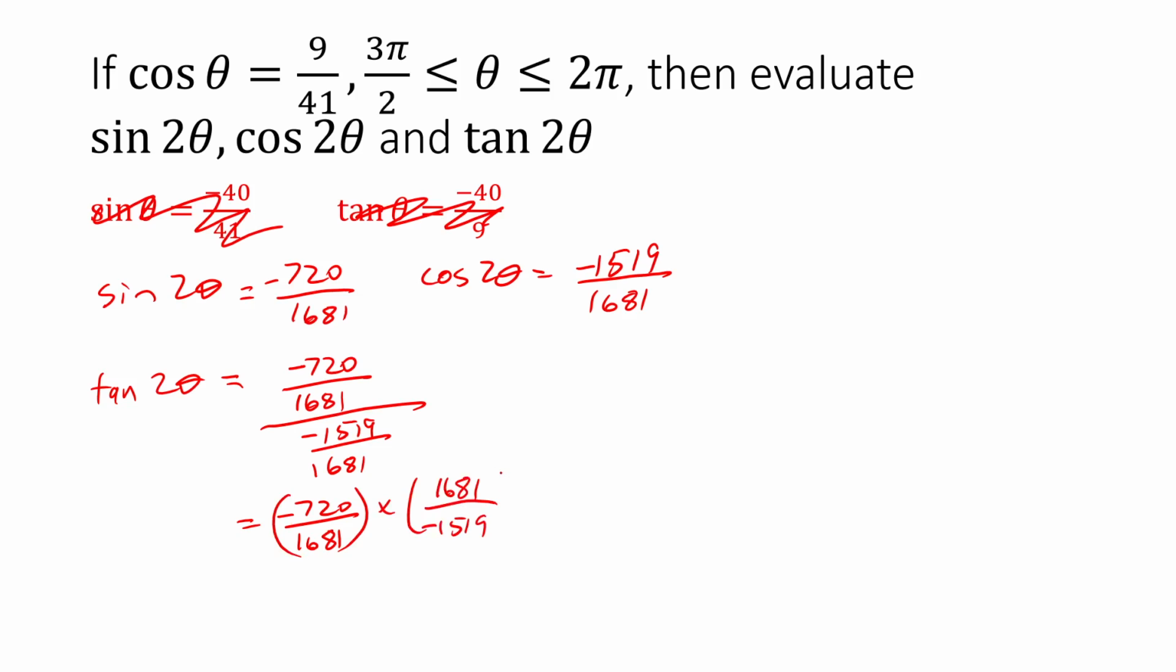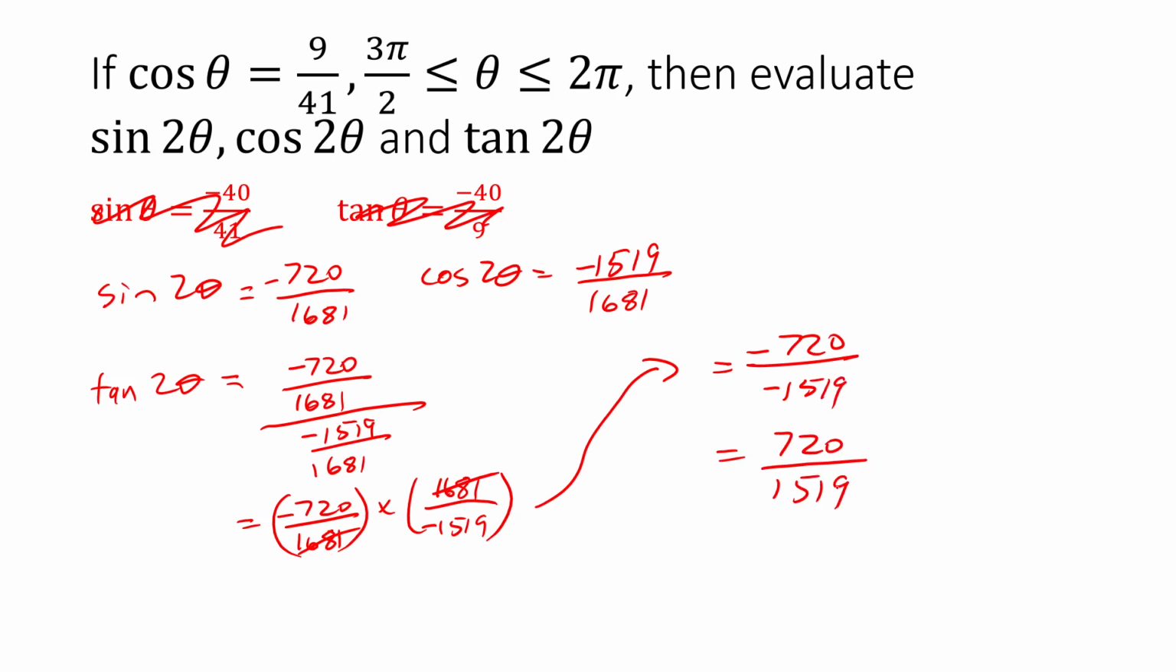And what we can then do is cross out these 1,681s, and we have negative 720 over negative 1,519. And of course, we don't need a negative sign in both numerator and denominator, so we can re-express that as 720 over 1,519.